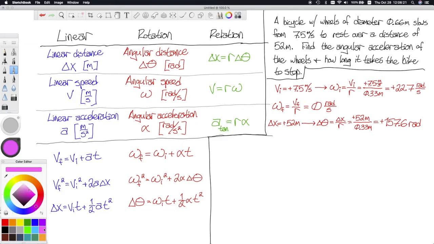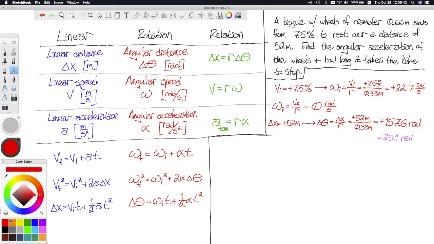You can do a quick unit conversion here to show that this is equivalent to 25.1 revolutions, which means the bicycle wheels completed just over 25 complete rotations before the bicycle came to a stop.